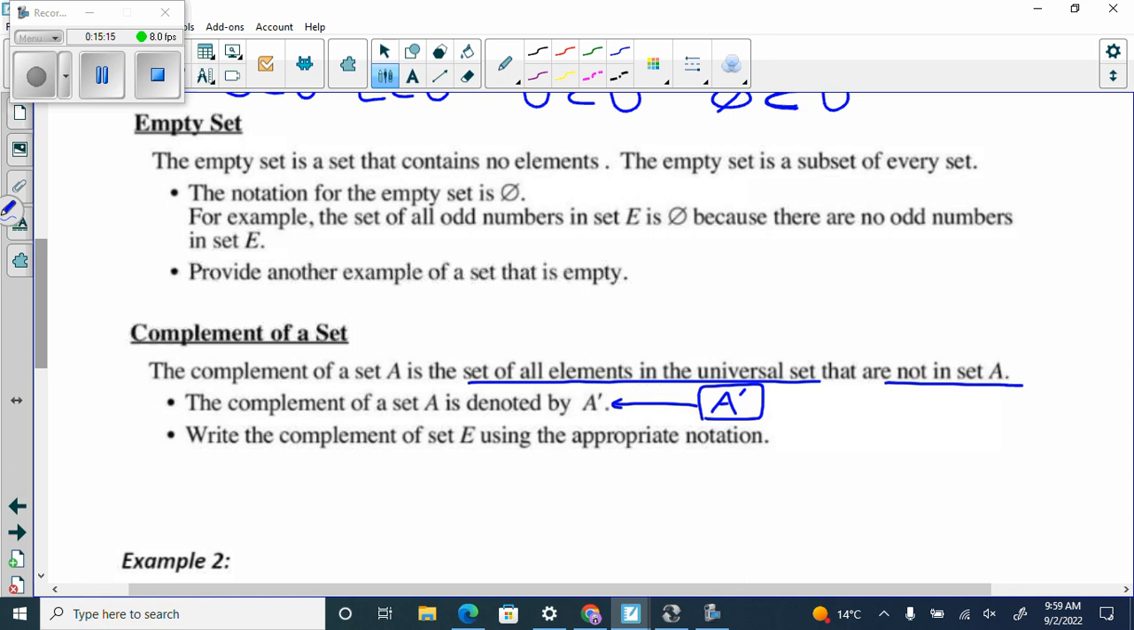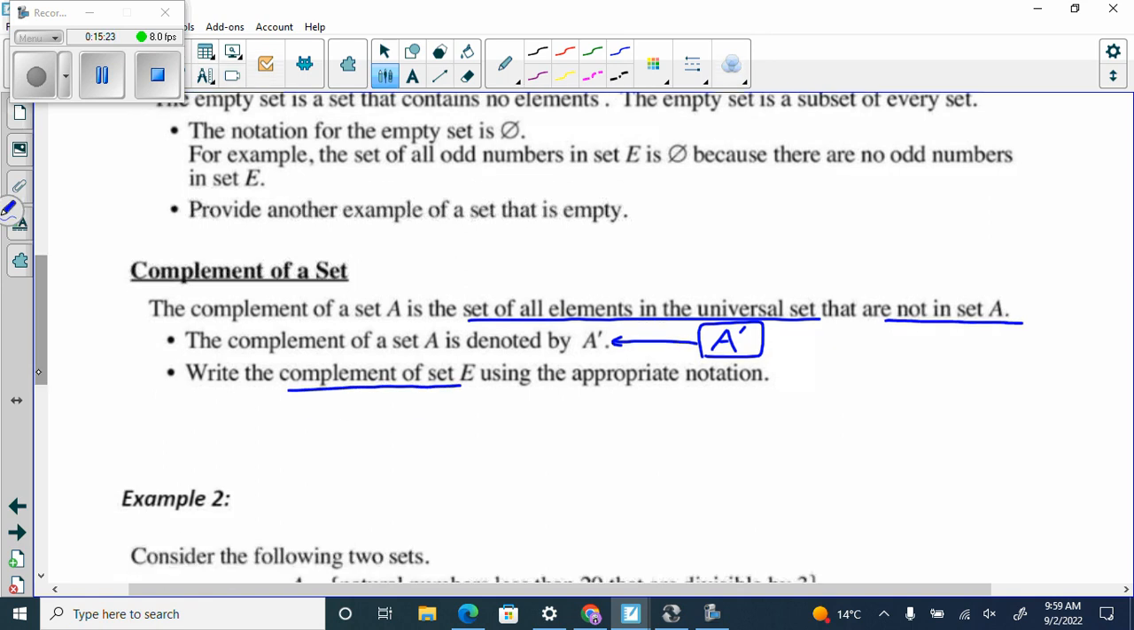All great definitions, but what does that mean? So let's look at this one. Write the complement of set E using set notation. So the complement of set E. We want the complement of set E. We agree? The only way we can state the complement of set E is if we have the universal set and E. We need the universal set and E.